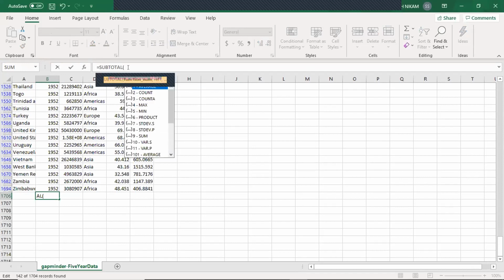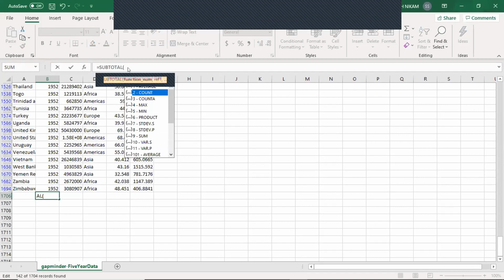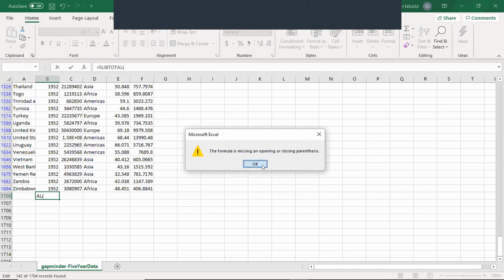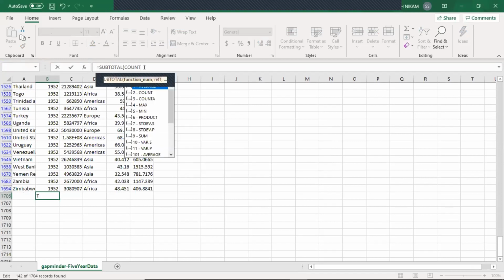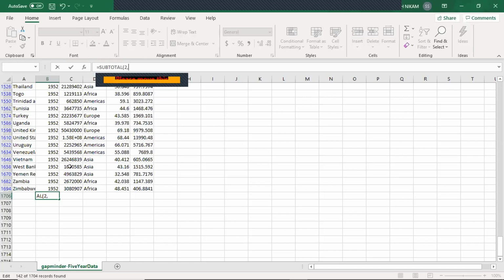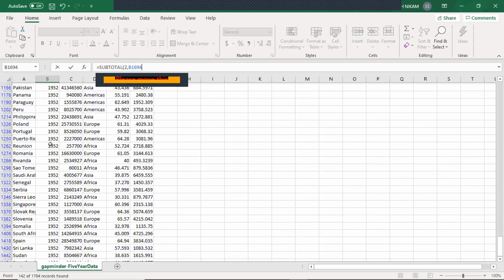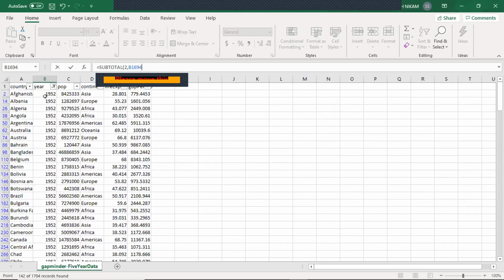Now what do you want to find? You want to find the count. So select count, which is number 2. No, not enter. Never press enter in the middle of a formula. Always press tab. Once you select 2, just press tab or double click on it. Not 1, 2. Tab or double click, whichever one. Comma. Now select all the rows from 1694 till the top. Enter.